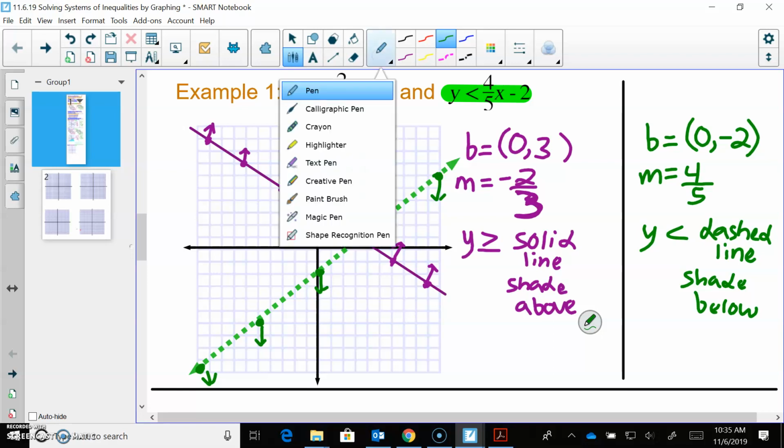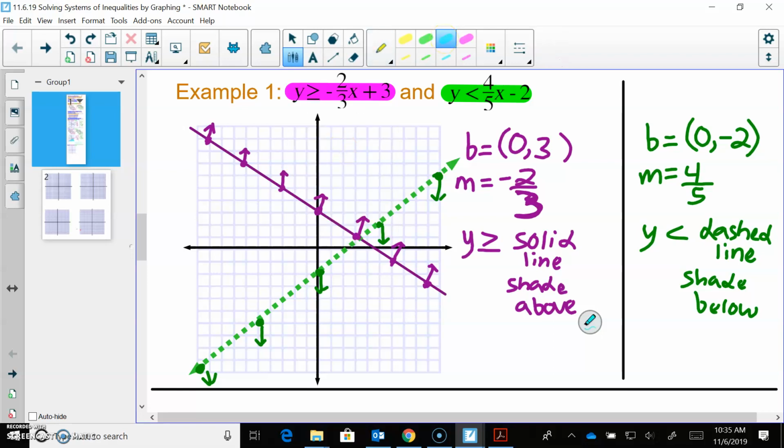So now I need to take a look at the overall picture to figure out where my highlighted area is going to be, where the arrows for both inequalities meet or are in the same area. So it's going to end up being this little triangle area right here because it's below the green line and it's above the purple line. It has to meet both of those criteria. Below the green and above the purple. So that's the only area that does meet the criteria. Any ordered pair within that shaded area is a solution to that system of inequalities.